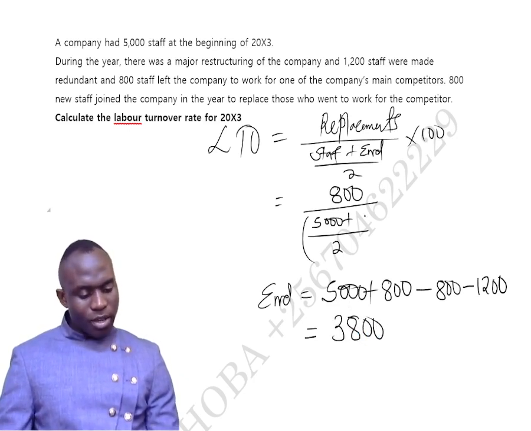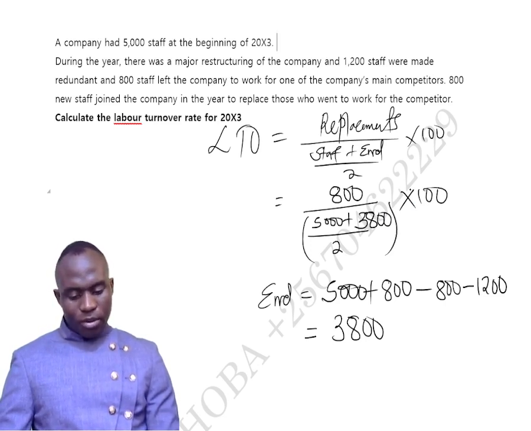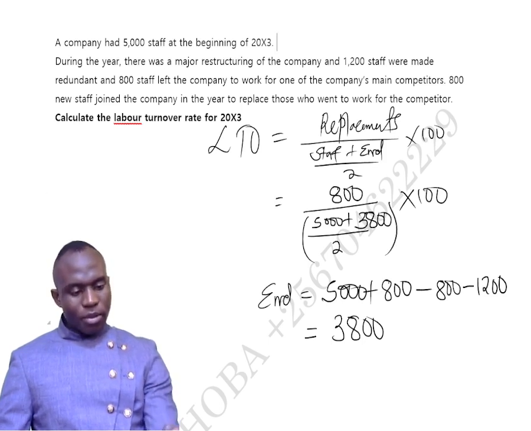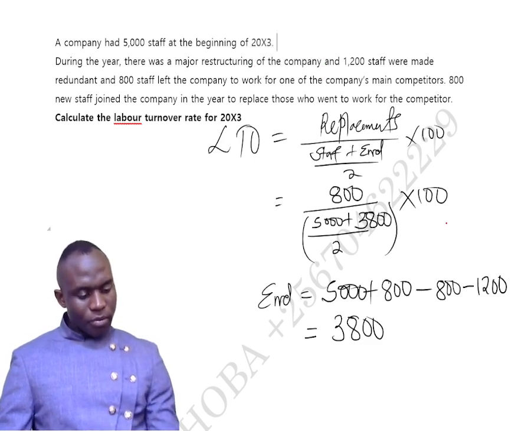So it means at the end we have 3,800 employees. So this times 100. So it is 800 divided by (5,000 + 3,800) divided by 2, times 100. So the answer is 18.18%.